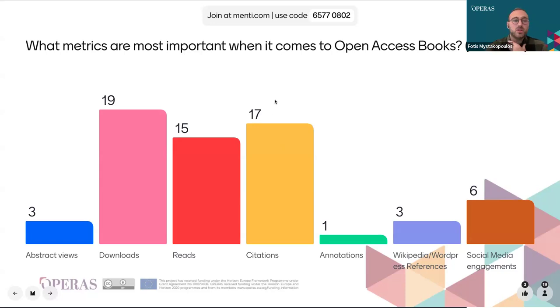Of course, with citations, there is quite a bit of a culture in terms of how citations are measured. We've seen with books, I think, that they have a longer period in terms of what is valid and valuable, because open access books tend to have a longer shelf life, let's say, than journal articles. Interestingly enough, social media engagements are not at the top of the agenda here, nor Wikipedia or WordPress references.